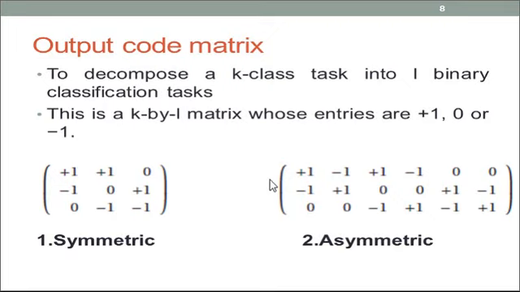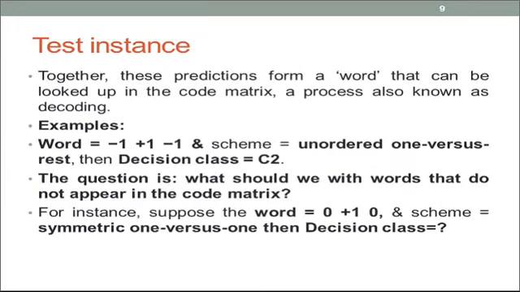So we have the first class positive and the second class negative. In the second classifier we have the first class negative and the second class positive. Similarly for the rest of the classifiers. So it means that we are considering asymmetrically for all the classifiers using these classification schemes.